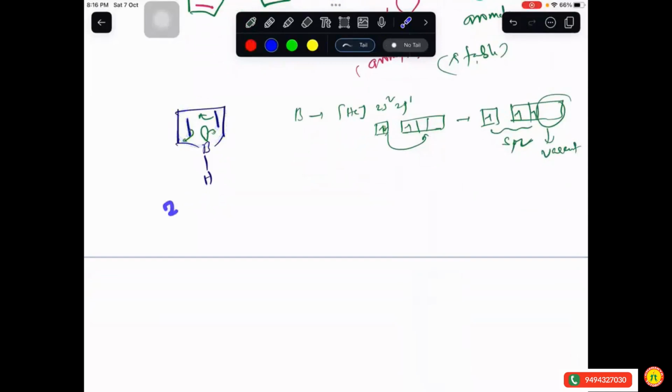Total how many pi bonds? Two pi bonds are there. Two pi bonds, nothing but four electrons, right? So two into two, nothing but four pi electrons are there. Four pi electrons, that is four into one pi electrons. Here n is equal to one. So it is following the 4n plus pi rule. This is anti-aromatic, right?